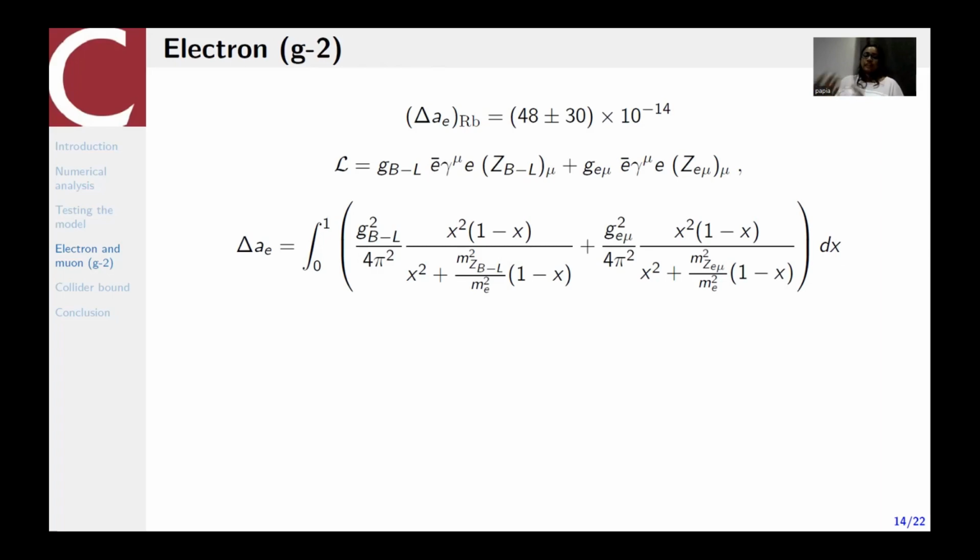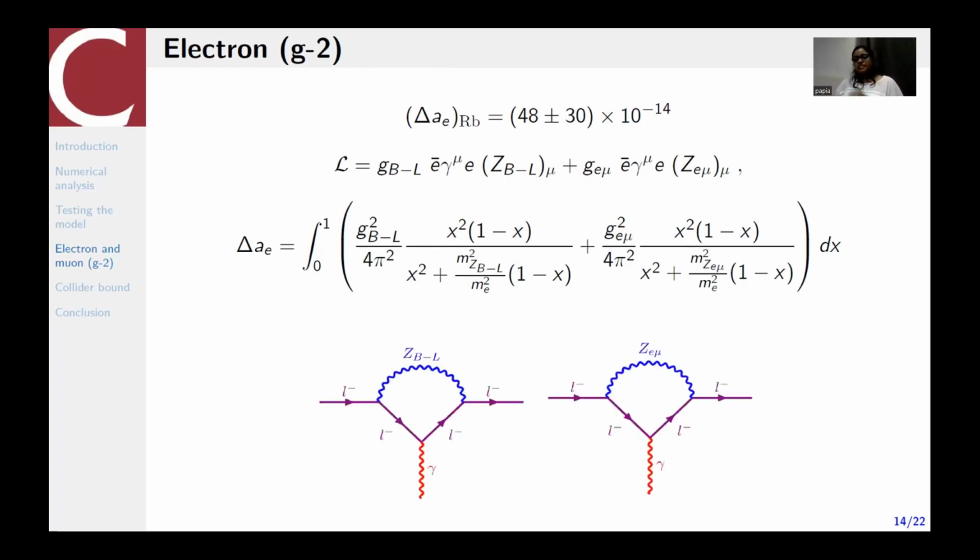If I take a BSM, then some contribution from that BSM will come to the Lagrangian for the delta a_e value. So this is the Lagrangian, g_{B-L} e-bar gamma^mu e Z_{B-L} minus L_mu plus Z_{e mu} e-bar gamma^mu e Z_{e mu}. This extra Lagrangian is coming from our BSM model, so that it will explain the electron g minus 2 problem. Now this is the expression for delta a_e, whatever I have written here, where x is nothing but the Feynman parameter. Now next slide.